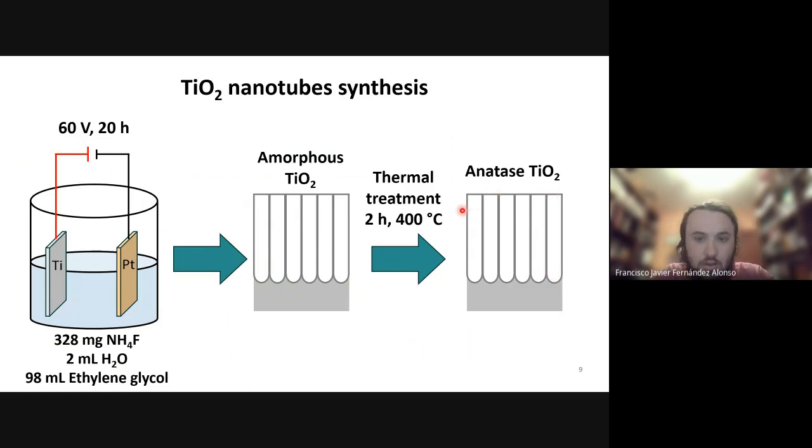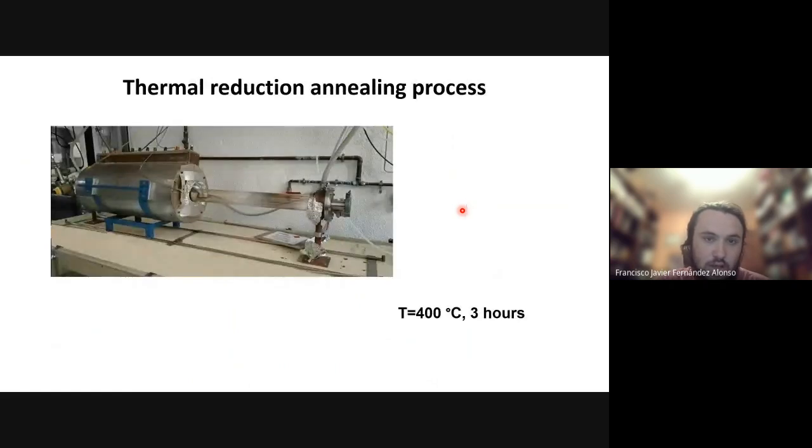At this point, we have crystalline titanium oxide. However, it is not black titanium oxide. This titanium oxide is not suitable for visible light absorption, since the band gap is about 3 electron volts. So in order to introduce defects, to convert it to black or gray titanium oxide, we followed two approaches.